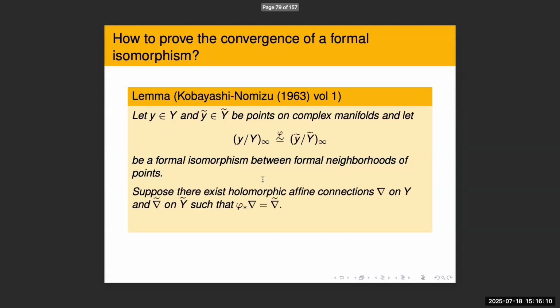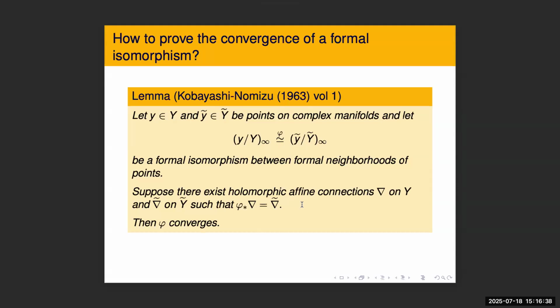Now, suppose there exists a holomorphic affine connection, nabla on Y and nabla tilde on Y tilde, such that this formal equivalence sends the affine connection nabla to the affine connection nabla tilde. If this holds, then this formal isomorphism converges.